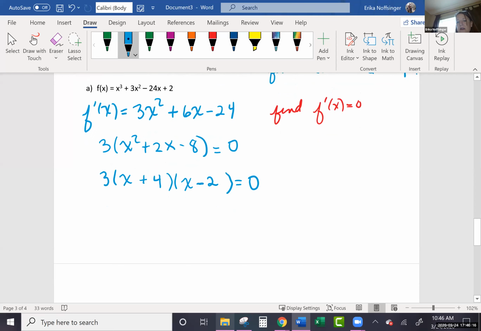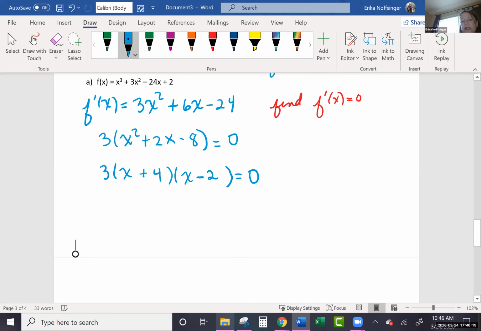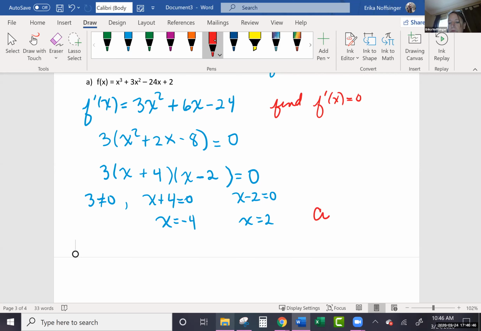Once you factor completely and it's set equal to 0, set each factor equal to 0. Well, the 3 is impossible; 3 can never equal 0. If there was a variable out here, we could have that. We're looking at when is x plus 4 equal to 0. You can see that's x equals negative 4. And when is x minus 2 equal to 0? That is when x is equal to 2. And so we just found our critical numbers: x equals negative 4 and x equals 2.